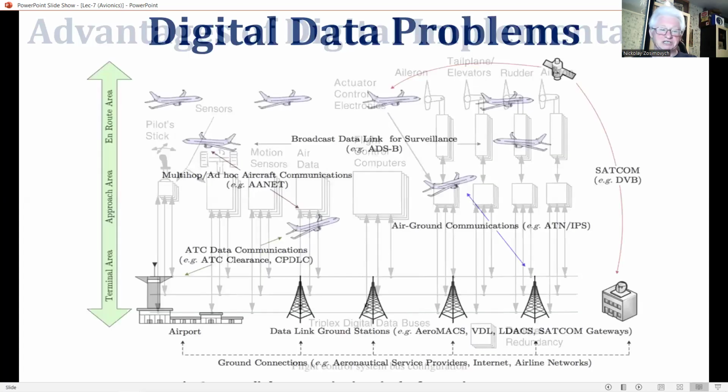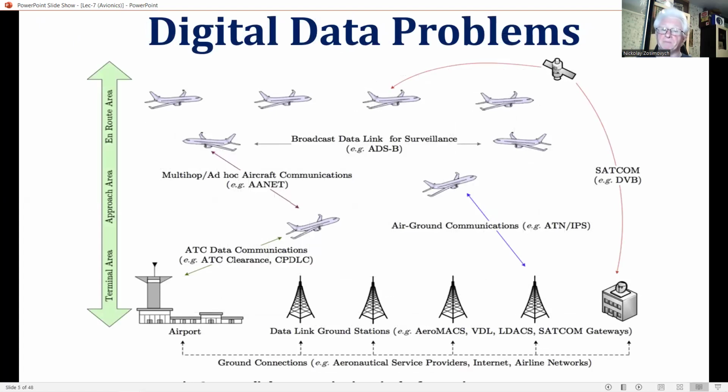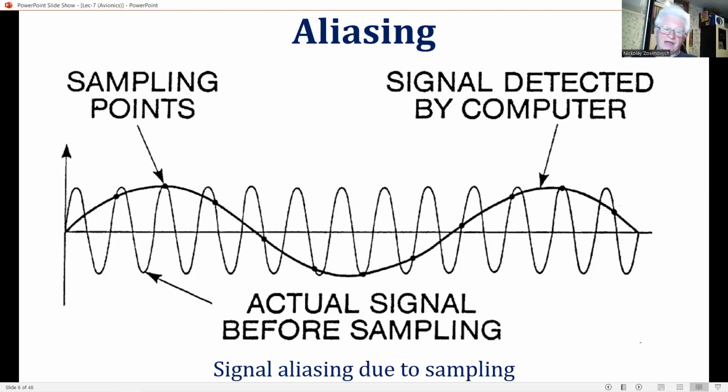The use of digital data introduces particular problems which need to be taken into account in a closed loop digital control system. These are essentially due to the need to sample data and the frequency of sampling. And this diagram illustrates the effect of sampling a time-varying signal at too low a sampling frequency. The sampled output contains a much lower frequency signal, which is not present in the real signal.